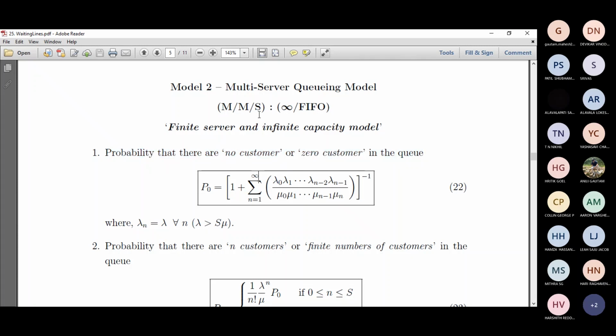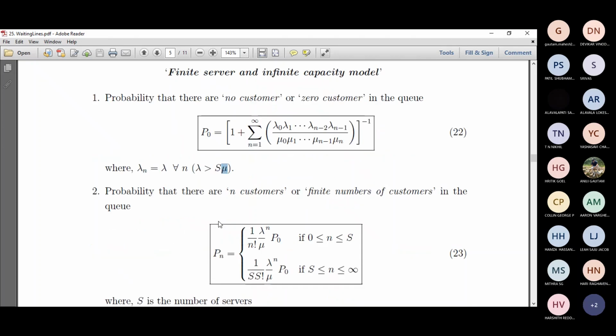Since we have multiple servers, we have the inter-arrival time for individual servers: lambda 0, lambda 1, up to lambda n minus 2, lambda n minus 1, and so on, and likewise mu 0, mu 1, up to mu n minus 1, mu n, and so on, and the whole power minus 1. Right, so this is the formula where lambda n equals lambda, for all n, and mu n is greater than or equal to s into mu. So s is the number of servers, a finite number, say 5, 10, 20, 100, 150, 300, and so on.